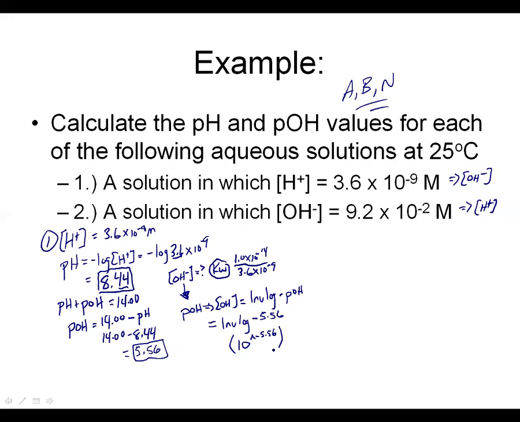And if you do it that way, you will end up with an OH minus concentration of 2.8 times 10 to the minus 6 molar. And by the way, that is exactly what you'd get if you did it the other way. You should get the exact same answer.